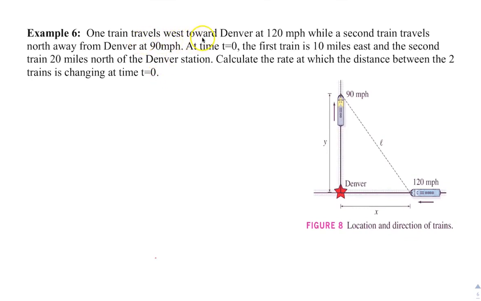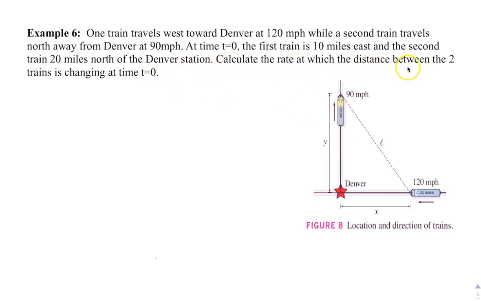One train travels west towards Denver at 120 miles per hour, while a second train travels north away from Denver at 90 miles per hour. See this picture here? This one's coming in, this one's going out. At time equals 0, the first train is 10 miles east. So this guy. And the second train is 20 miles north. So that's 20 miles north.